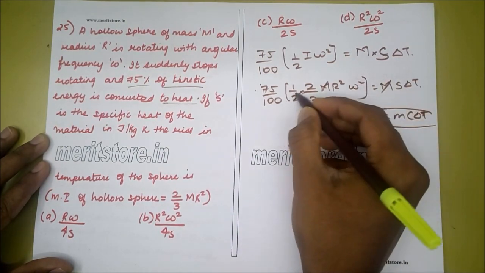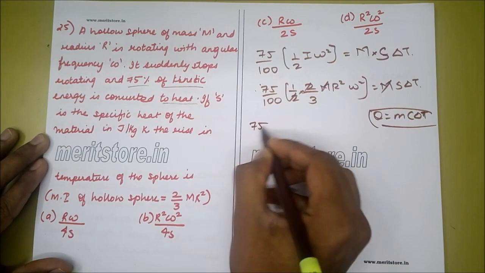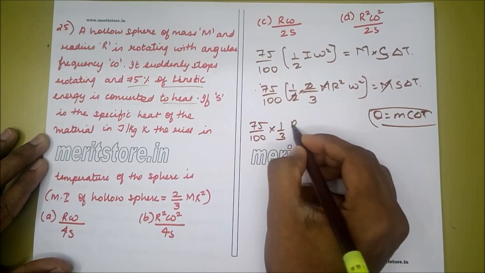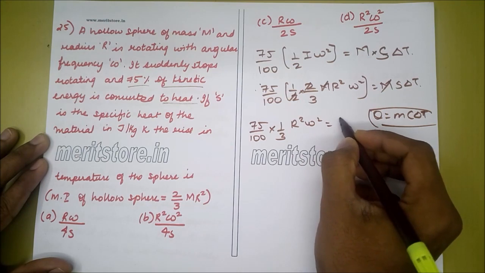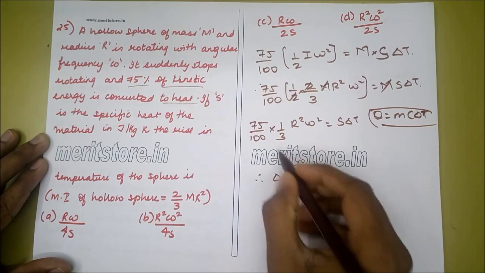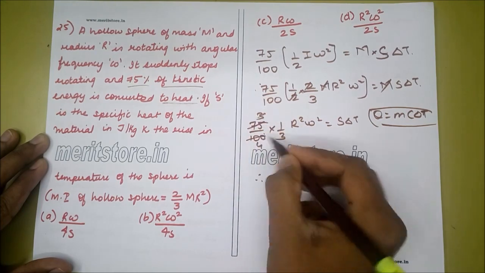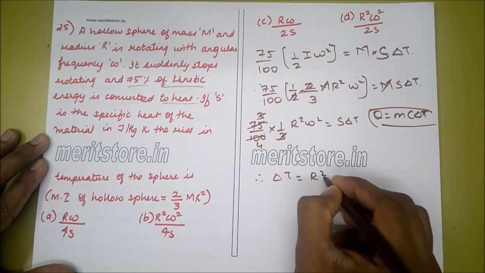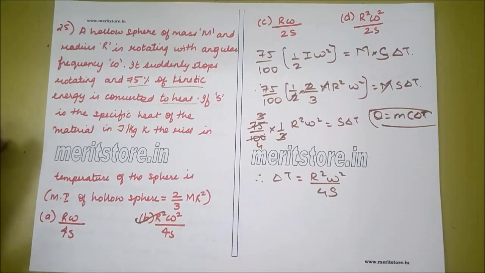So this m gets cancelled, 2 gets cancelled, so what we are left with is 75 upon 100 into 1 by 3 times r square omega square is equal to s times delta T. So now delta T is equal to, this is 25 3s are and 25 4s are, so these also get cancelled. So finally we are left with delta T is equal to r square omega square upon 4s. Hence option B is the correct answer.